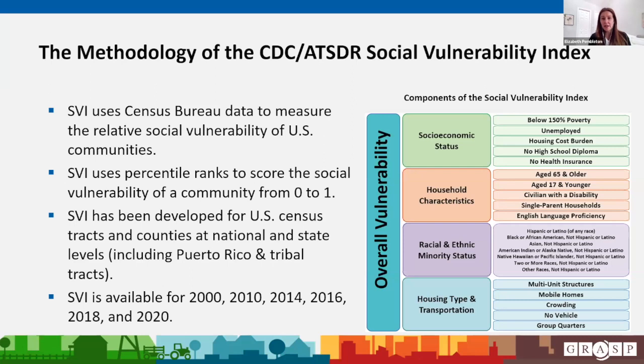For SVI, we use percentile ranks to score the social vulnerability of a community on a scale of 0 to 1, with 1 representing the most vulnerable or the highest level of vulnerability. And we have developed and validated SVI databases for US census tracts and counties at both national and state levels, including databases for Puerto Rico and tribal tracts as well.